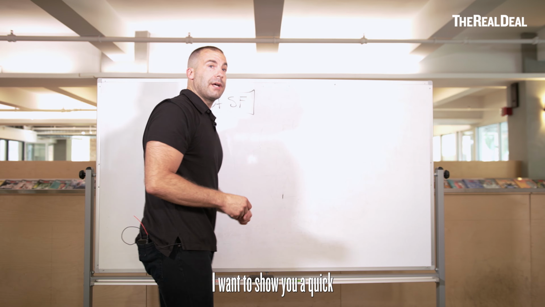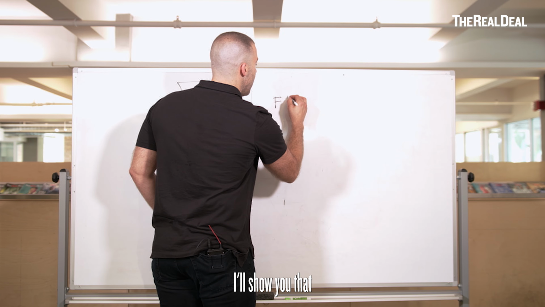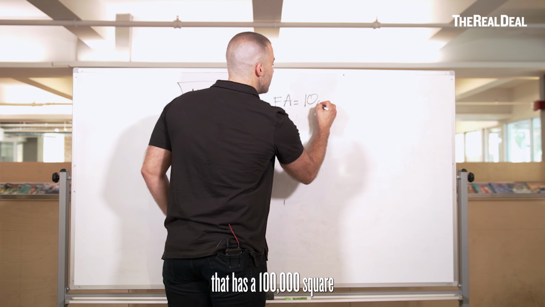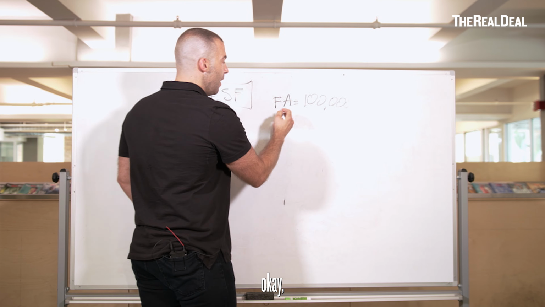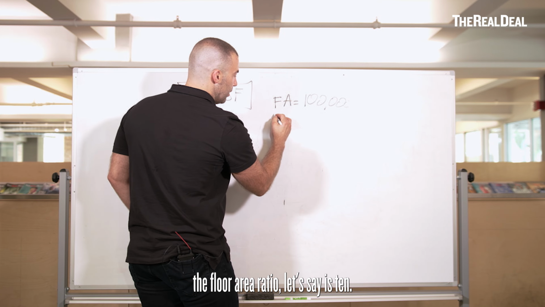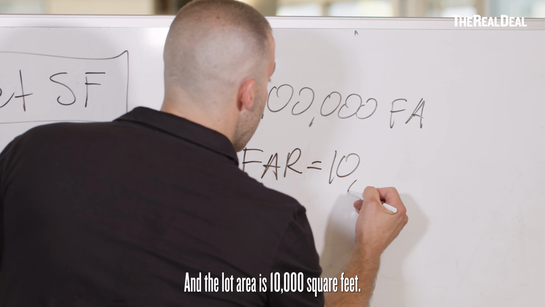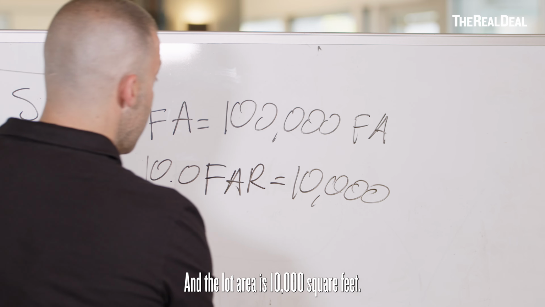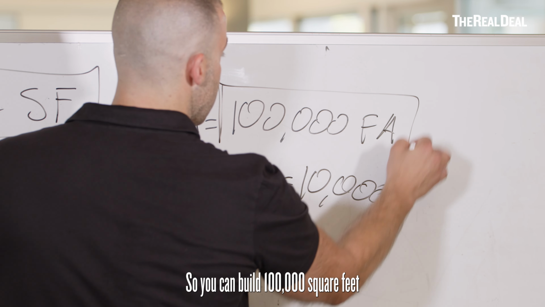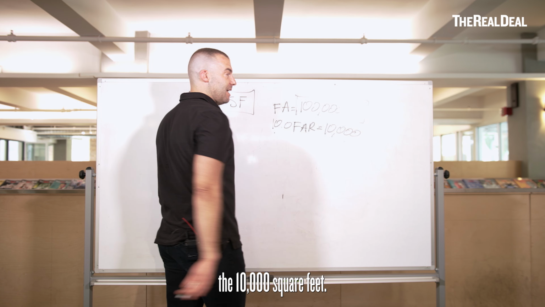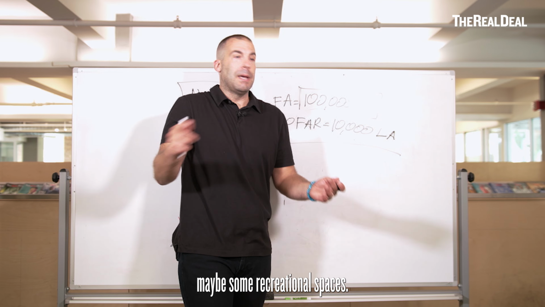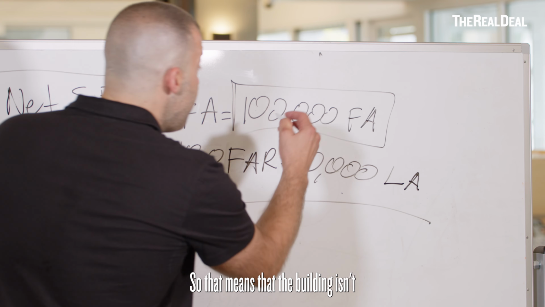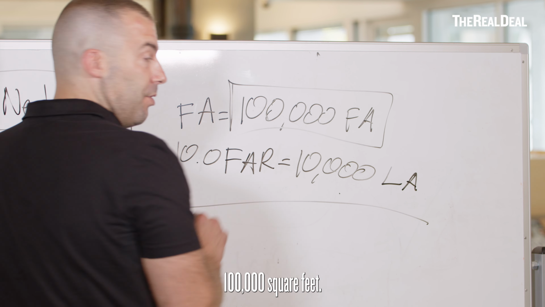I want to show you a quick little example. A building could be built that has 100,000 square feet of floor area, okay? The floor area ratio, let's say, is 10, and the lot area is 10,000 square feet. So you can build 100,000 square feet, 10 times the 10,000 square feet. You're gonna build a cellar below grade. You got parking, maybe some recreational spaces.